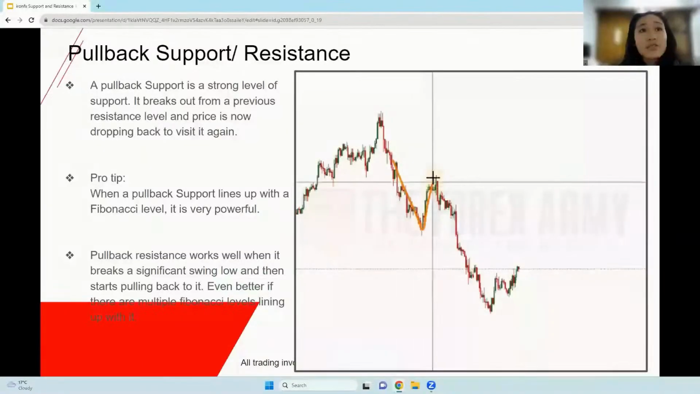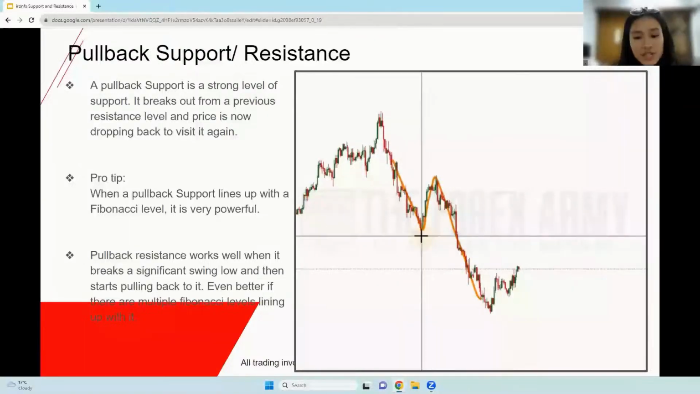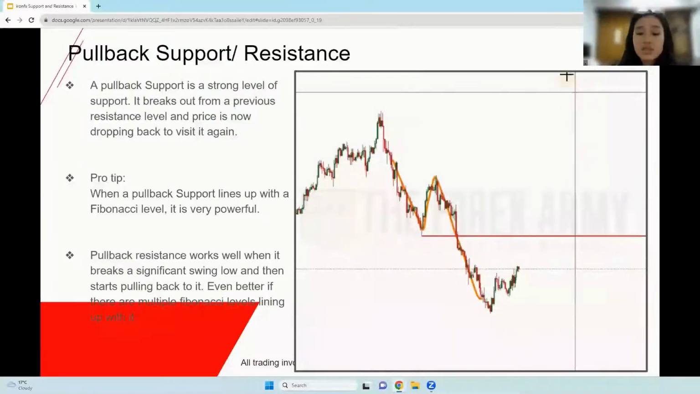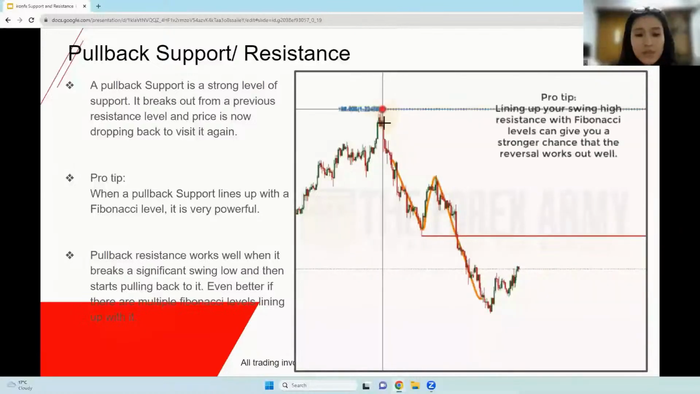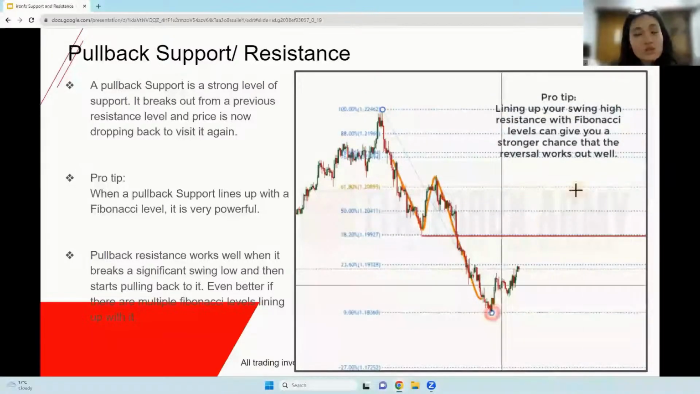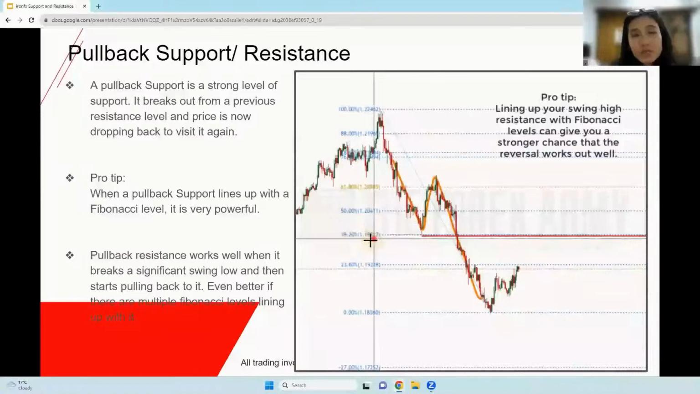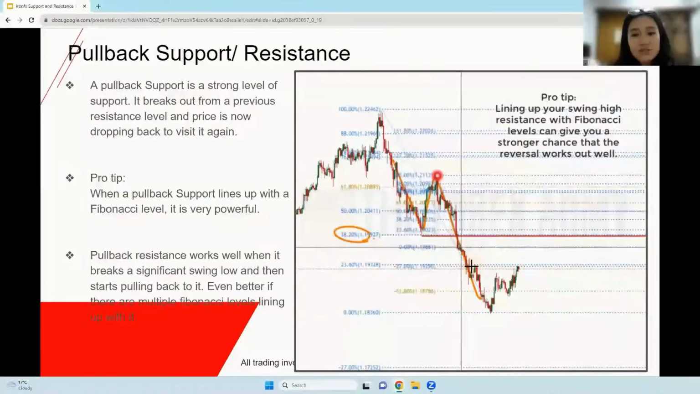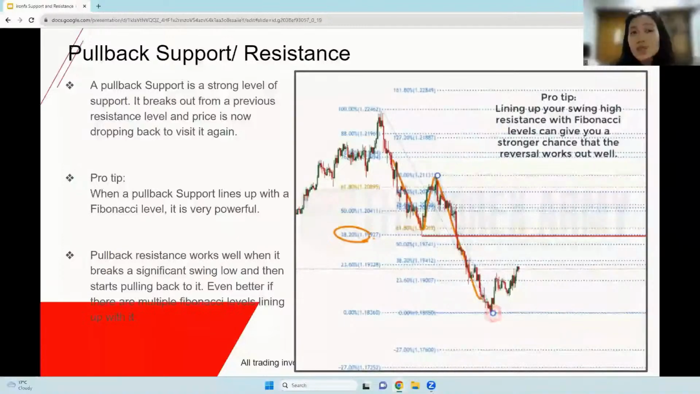So firstly, we have pullback. Pullback, from the name, suggests we are expecting price to pull back to a certain level. It's basically a strong level of support because it breaks out from a previous resistance level and price is now dropping back to visit it again. In this case, we're just talking about the pullback support first.